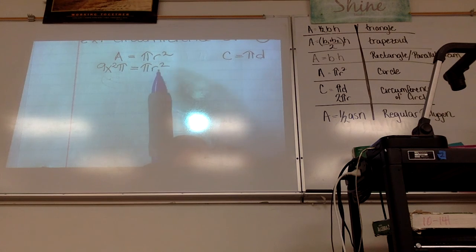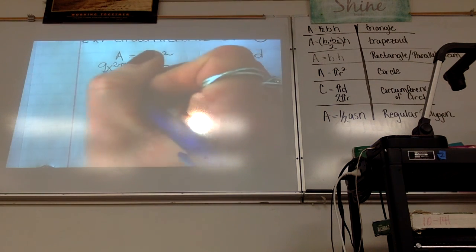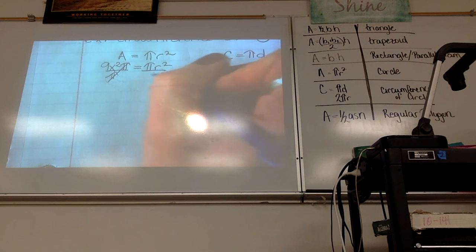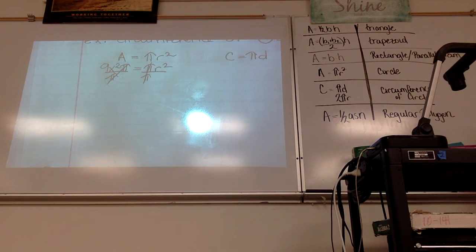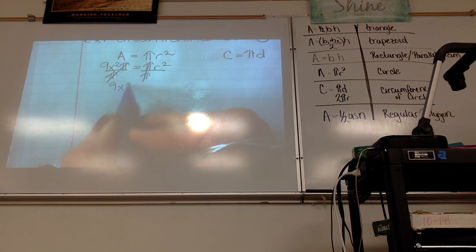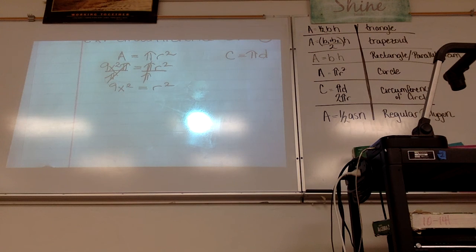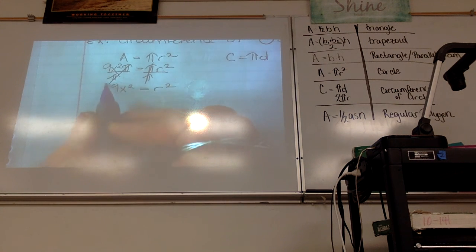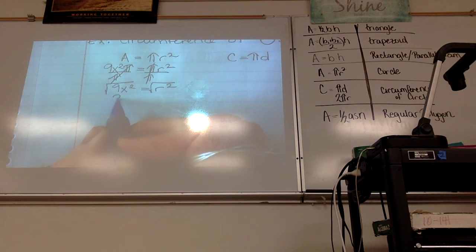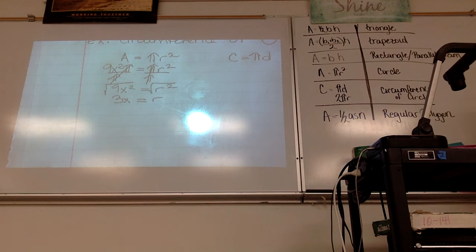So I want to find what r is equal to. So start by just canceling pi out from both sides. Drop the pi out of the equation. Both sides have one, so you can divide evenly. If 9x squared is equal to the radius squared, how do I get what r is instead of r squared? Good. Square root it. Perfect. So the radius is 3x.